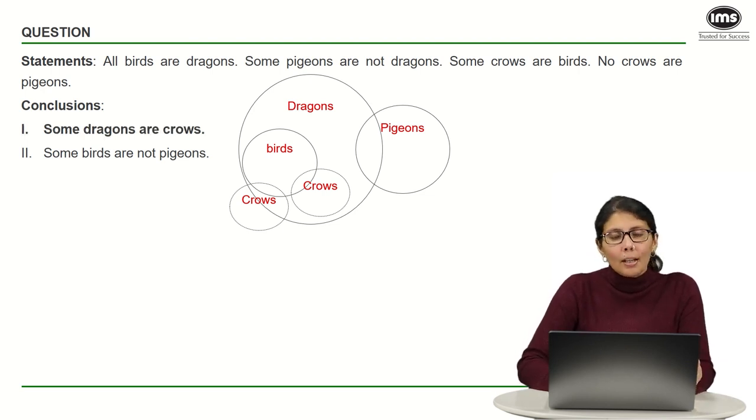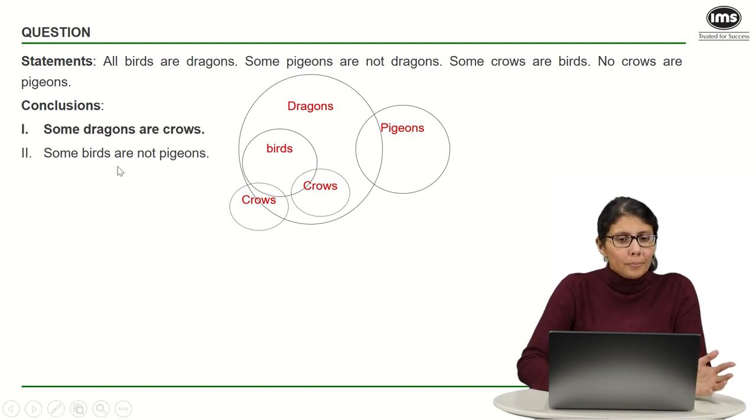The second one, some birds are not pigeons. Which birds are we talking about? I'm not really going to look at this circle and compare it to this circle. The way that you should think about it is, the birds that are crows are definitely not pigeons.